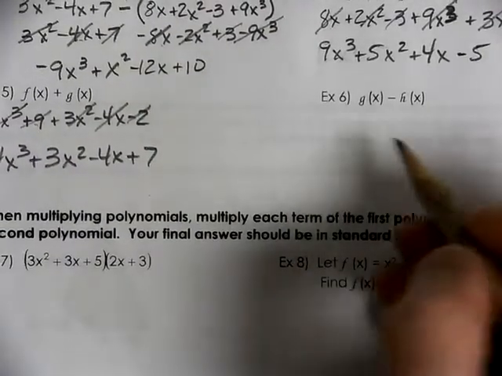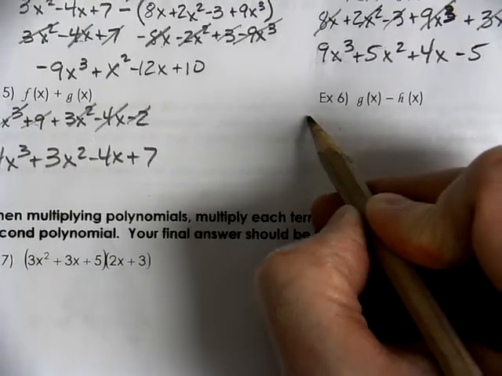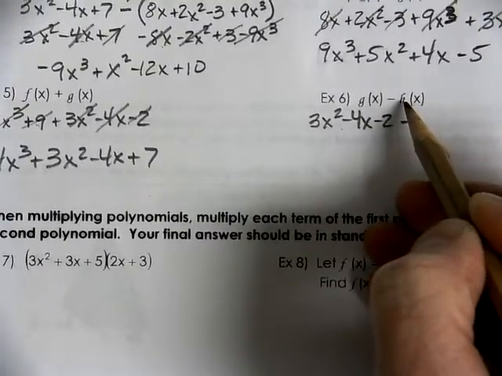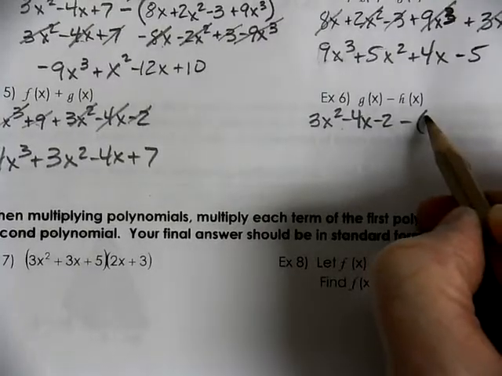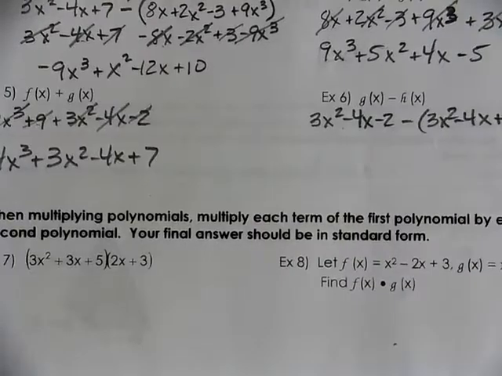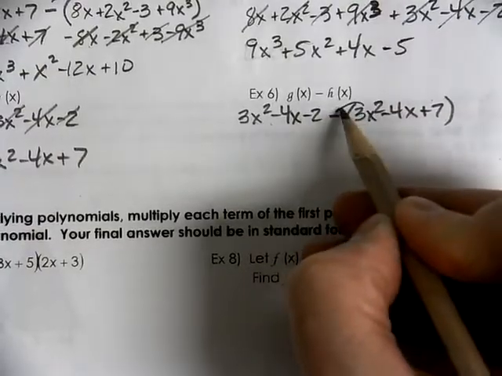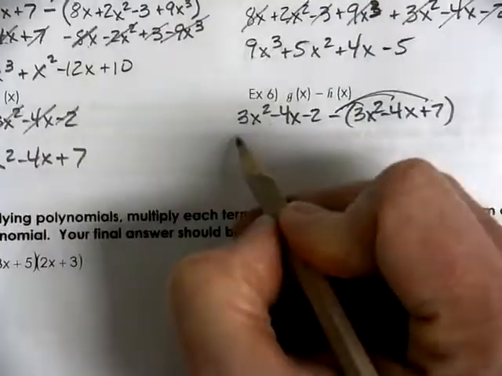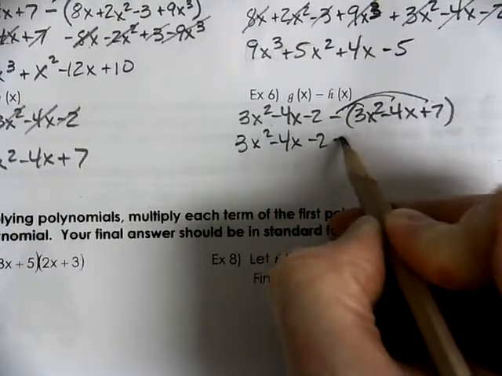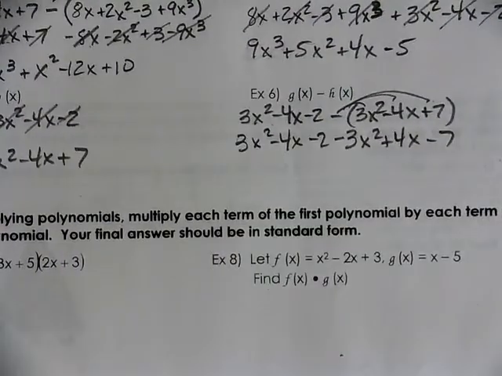When you subtract 2 polynomials, this is the time where you must use parentheses. So we're going to have our 3x squared minus 4x minus 2 minus the h function. And that happens to be 3x squared minus 4x plus 7. So you've got to distribute that negative, so all the signs are going to change. So it becomes a negative 3x squared, a positive 4x, and a negative 7.